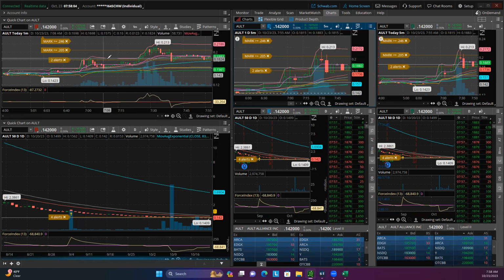But yeah, that's why I put that line right there, to see if it was going to use it as support or kind of just start trading under it. Then I was just going to dump my entire position. And then I still would have made 10% in dumping my entire position under this level.